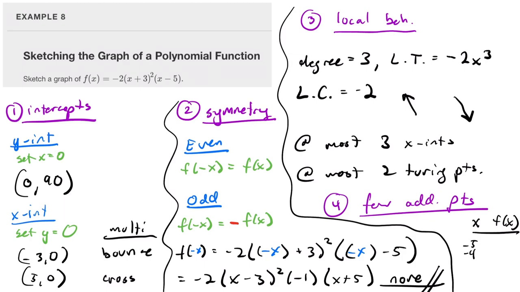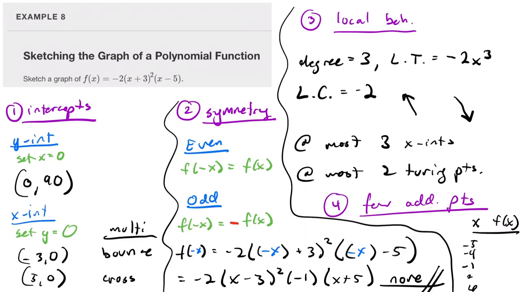We can do, let's do -1, and then 2, and let's do 6, right? Again, I just chose a few x values between and beyond my x-intercepts. So I would choose these x values, find the corresponding y, plot the points, and then just basically put all this together.